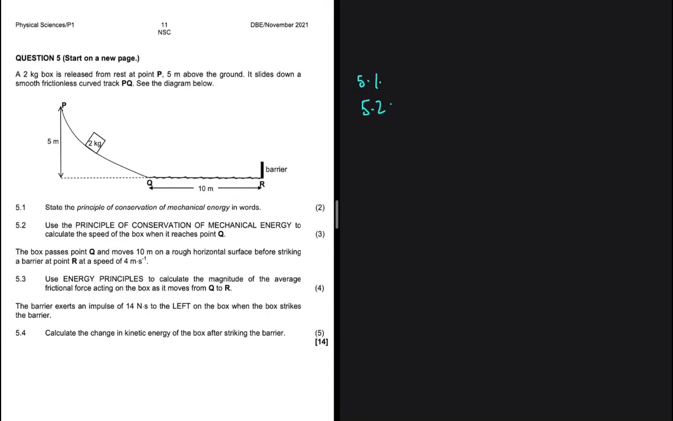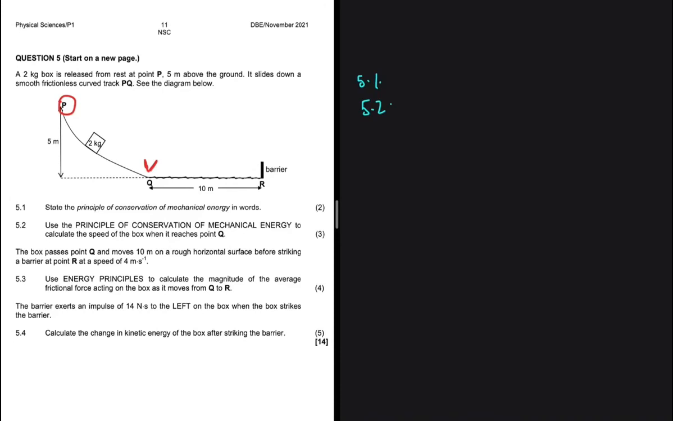So let's go through our question statement so we can see what is going on. We have a 2 kg box that is released from rest at point P. As we can clearly see here on the left hand side, it's released 5 meters above the ground. We have a height there of 5 meters. It slides down a smooth frictionless curved track PQ, as we can see on the diagram below. And then we are looking for the speed of the box at point Q.